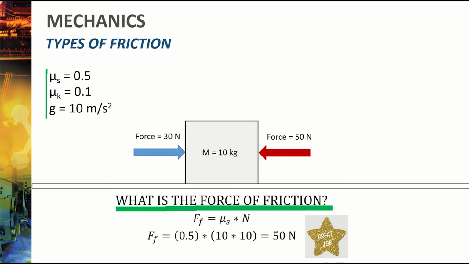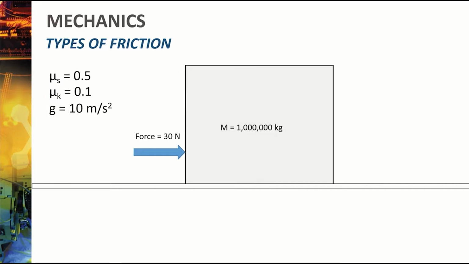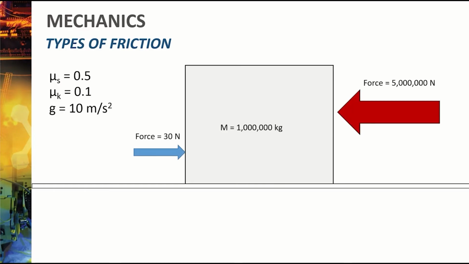Now, wait a minute, though. If this were true, let's think of another example real fast. If we apply a 30 Newton force to this 1 million kilogram block, and we'd use the exact same equations and setup that we did in the last problem, we would find that the force of friction would be freaking huge. It would be a value of 5 million newtons.